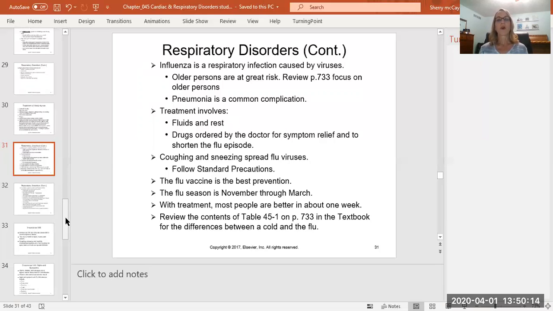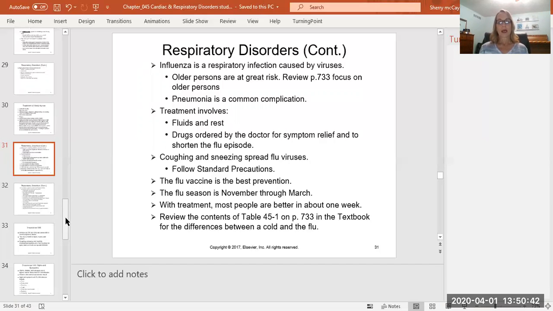Pneumonia is a complication of the flu also. Okay. Treatment involves fluids and rest, drugs ordered by doctors for symptom relief and to shorten the flu episode. Coughing and sneezing spread flu viruses. Follow standard precautions. The flu vaccine is the best prevention. The flu season is November through March. With treatment, most people are better in about 1 week.